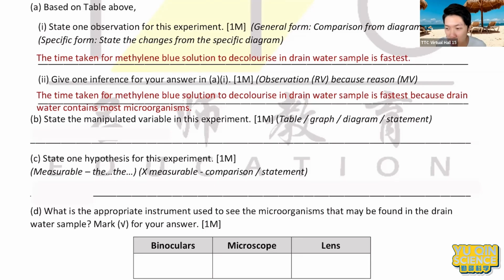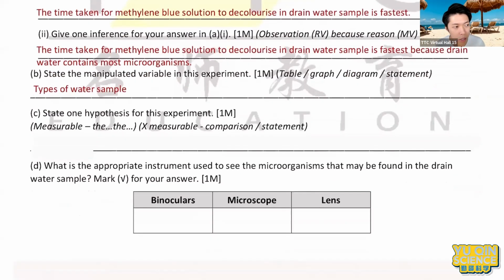Shall we get to manipulated? Three answers from table, which is type of water sample. I realize sometimes easy questions like manipulated and responding, students can panic also, and then you write the wrong thing. Be careful, be accurate, steady. These kind of questions are 3 marks. Okay, don't make mistakes like that.